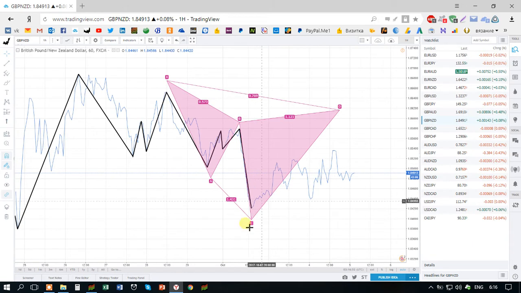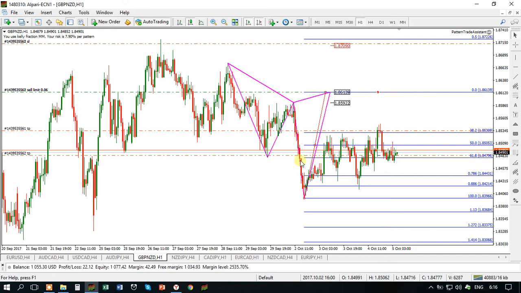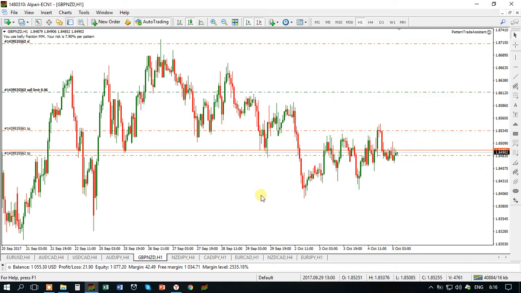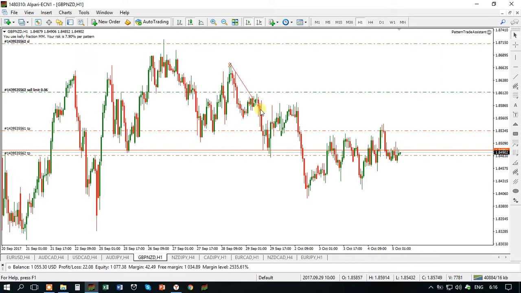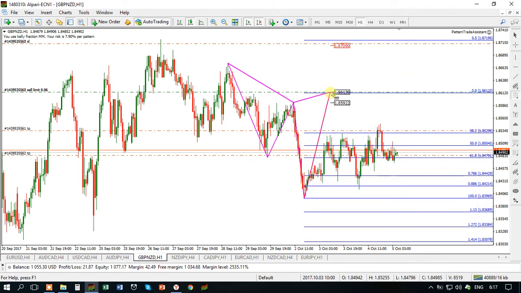Pound New Zealand. Do I have this pattern in my MetaTrader? Pound New Zealand. Yes, it looks this way. Let me draw it. Sorry, it moved. X, A, B to C. So the magnet mode is applied here, and the lattice and those triangles coincide exactly with highs and lows because of that magnet mode. I already have this trade.